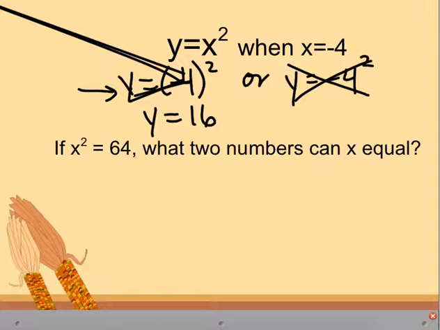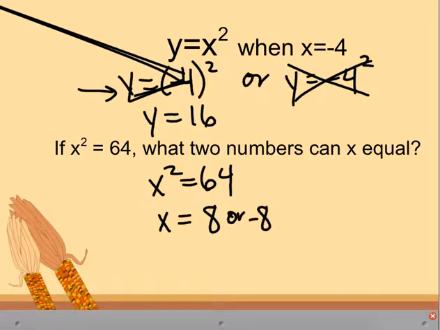All right? On another note, if we have x squared equaling 64, what two numbers can equal x? And we would say, well, something times something equals 64. And a really normal one to say is 8. But we actually have a second one. It can be negative 8 as well. Okay, this is where some confusion can lie.